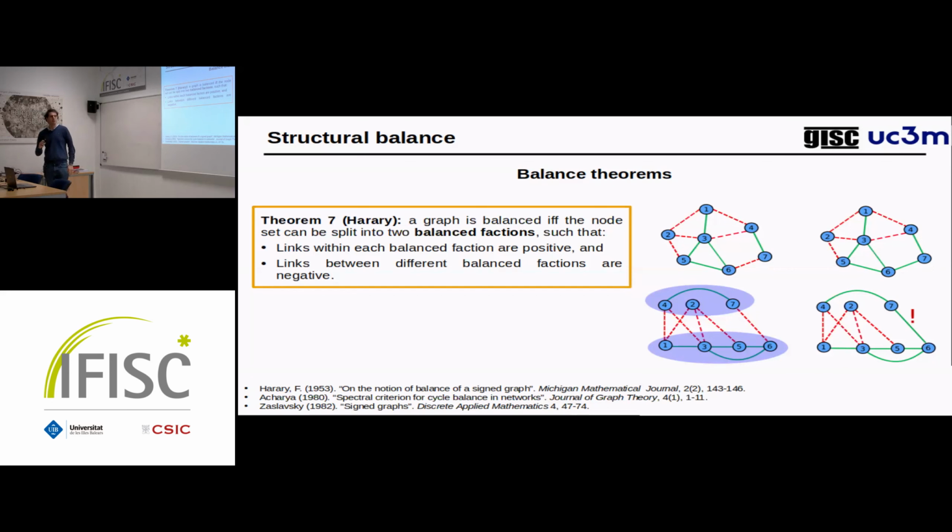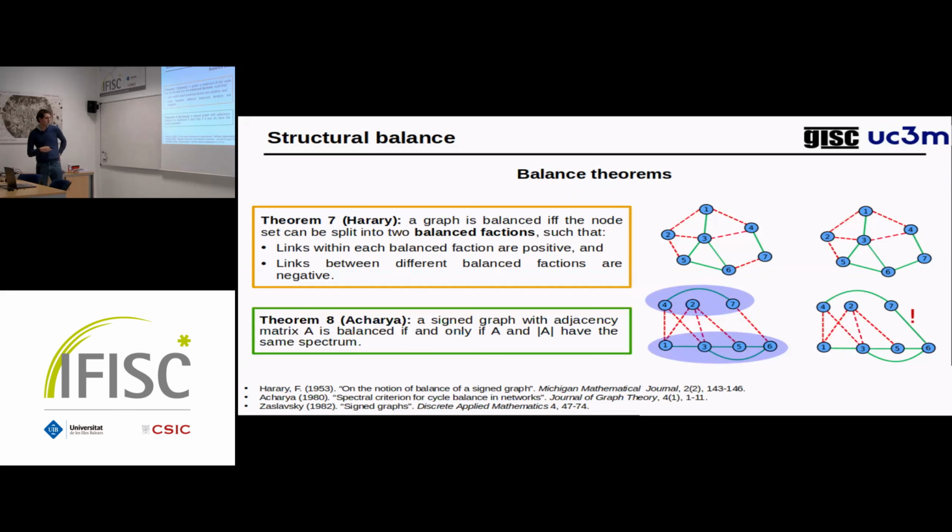Whereas when the graph is unbalanced, it can be proven mathematically that this is impossible. No matter how hard one tries, one would always find, in physical terms, a frustrated edge. So either a positive edge between the two groups or a negative edge within the groups. So here you can see that balance has a very strong structural implication.